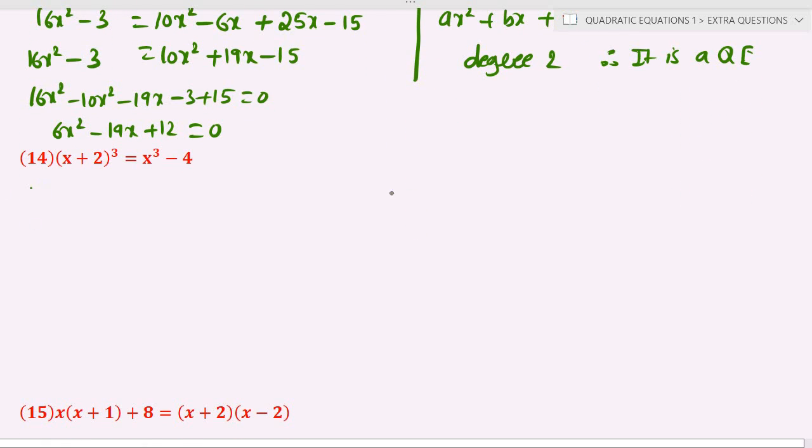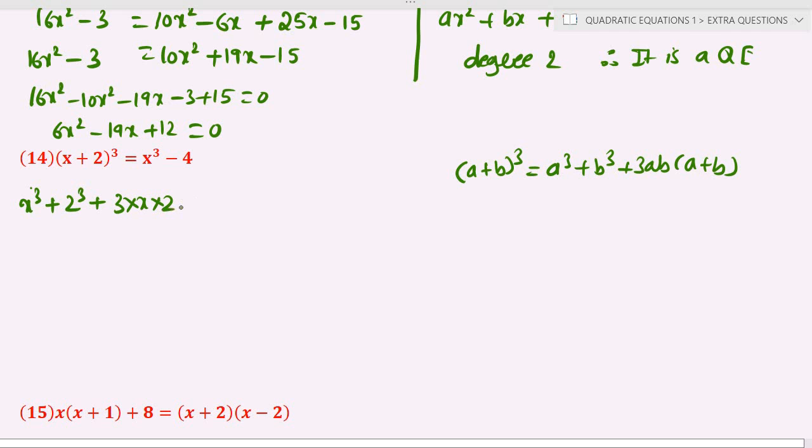To take the left hand side, what is the formula? A plus b cube. Which formula am I going to use here? A plus b cube is a cube plus b cube plus 3ab into the bracket a plus b. This is the formula we are going to make use of here. X plus 2 cube is x cube plus 2 cube plus 3 into x into 2 into the bracket x plus 2, which is equal to x cube minus 4.